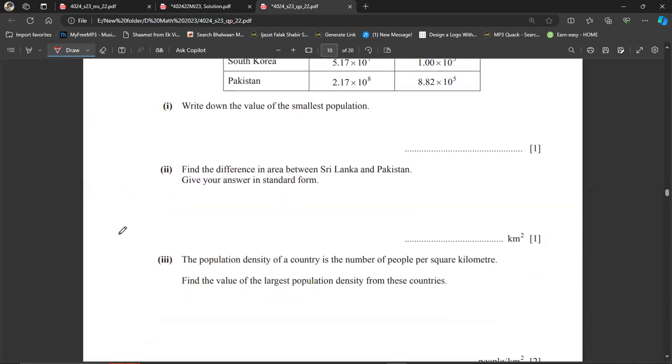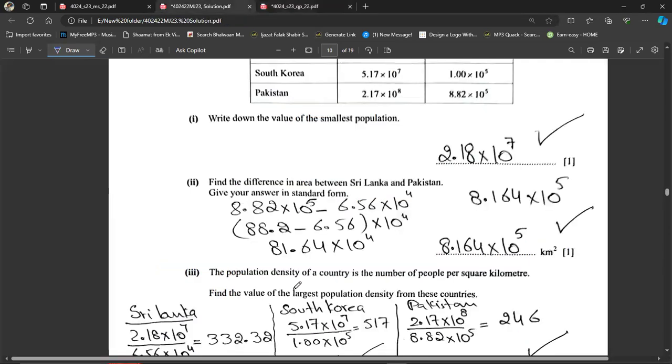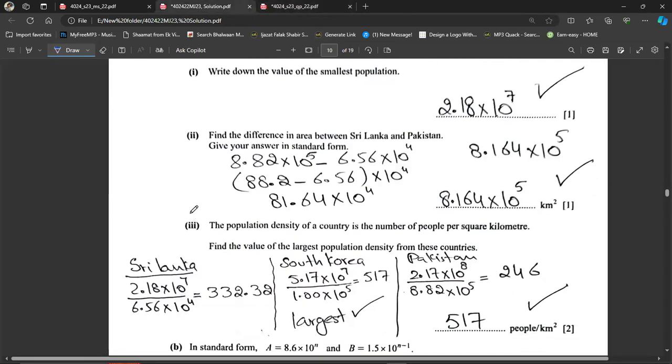He says find the difference in area between Sri Lanka and Pakistan. Give your answer in standard form. The area of Sri Lanka is this. The area of Pakistan is 8.82 times 10^5 square kilometers. We have to find the difference between them: 8.82 times 10^5 minus 6.56 times 10^4. I will take 10 raised to power 4 common. So you are left with 88.2 minus 6.56, inside the bracket, times 10 raised to power 4.